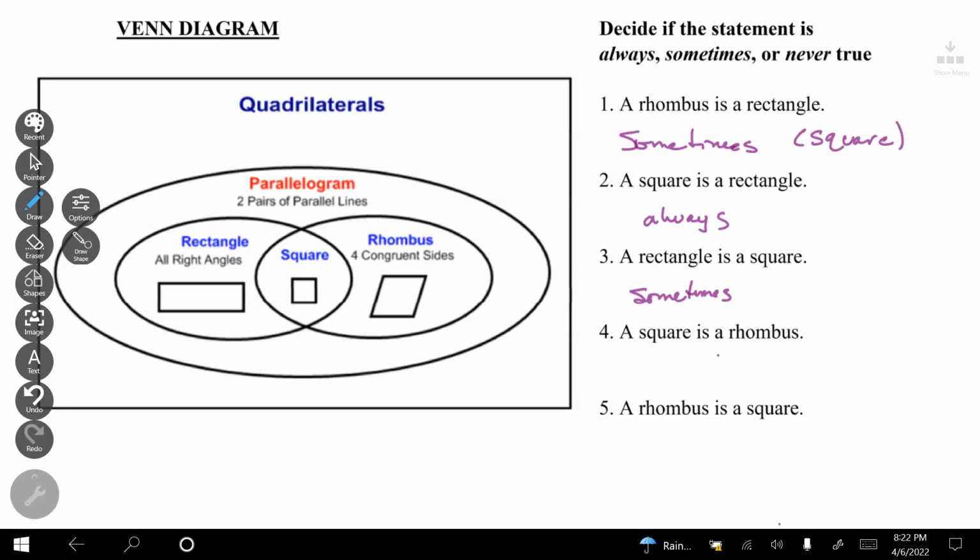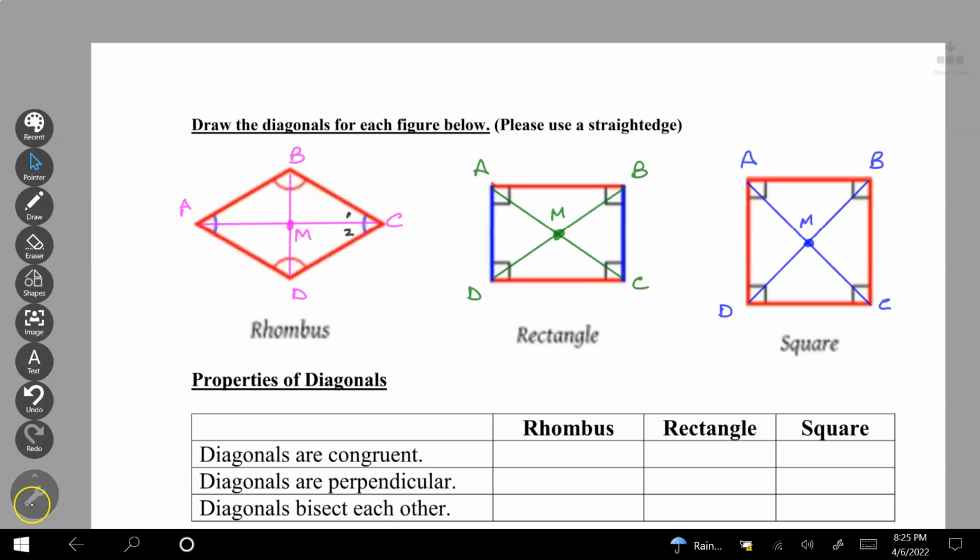Is a square a rhombus? That again is always true. Every square is a rhombus by definition. It has 4 congruent sides. And is a rhombus a square? Sometimes. So a rectangle is a square if the rectangle has all 4 sides congruent, and a rhombus is a square if the rhombus has 4 right angles.